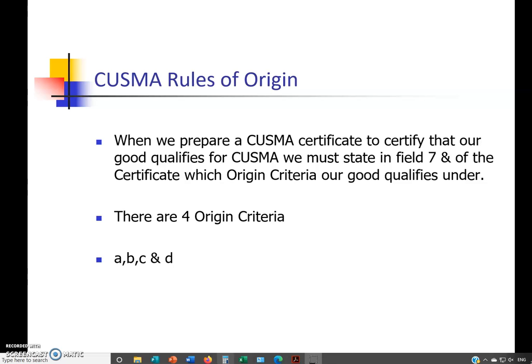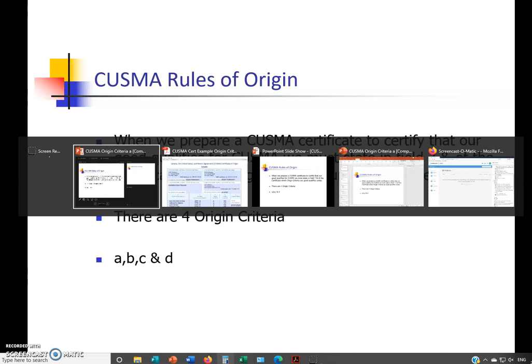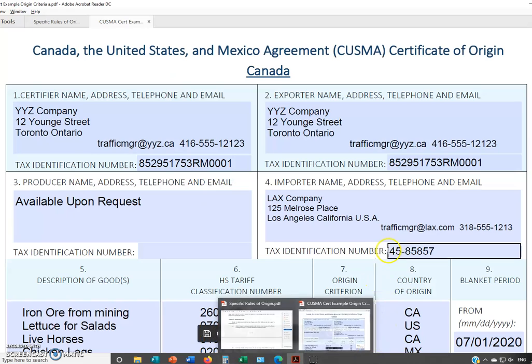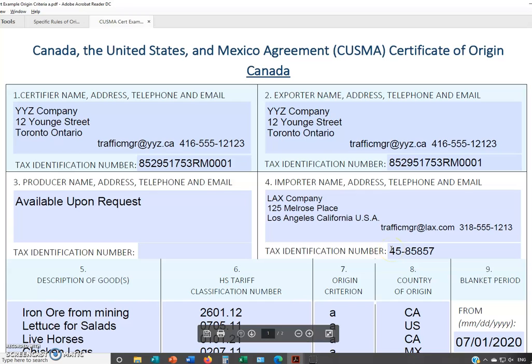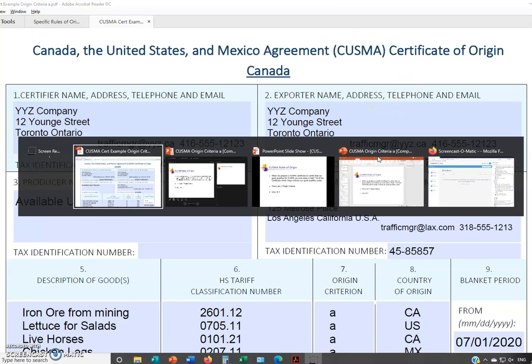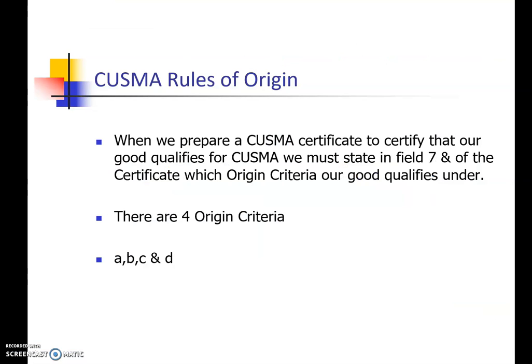Because what we're going to teach you here is to not only complete the necessary form that you need to fill out in order to certify that the good that you're exporting to the United States or Mexico qualifies for the Canada-US-Mexico Agreement, but also that you know how the good qualifies.